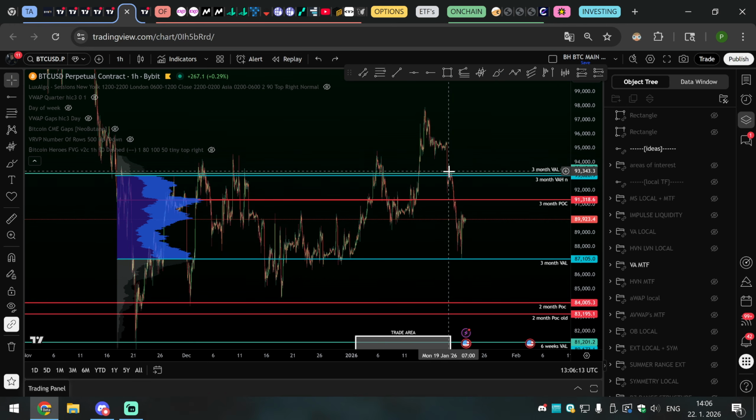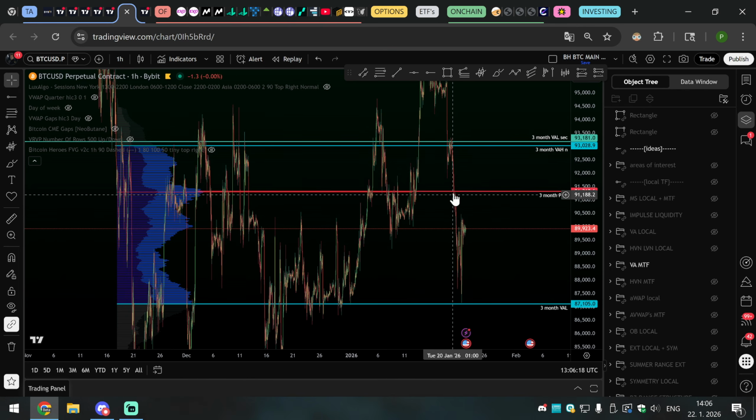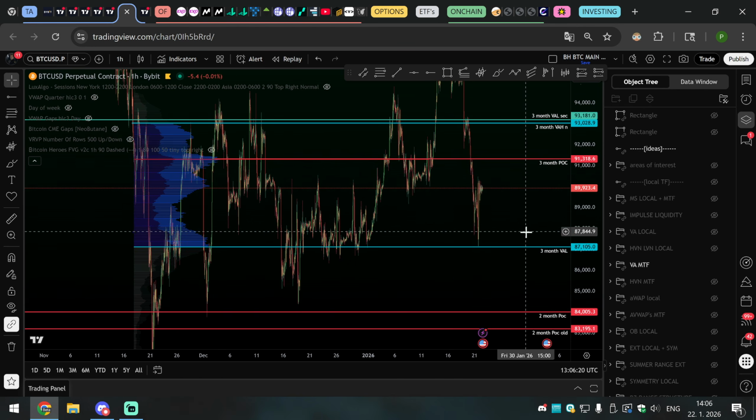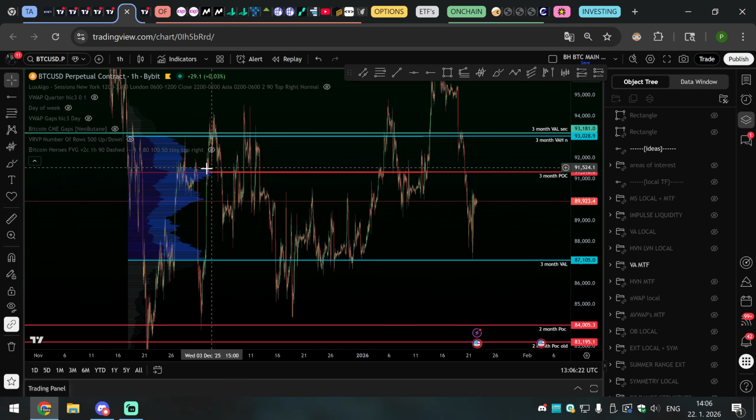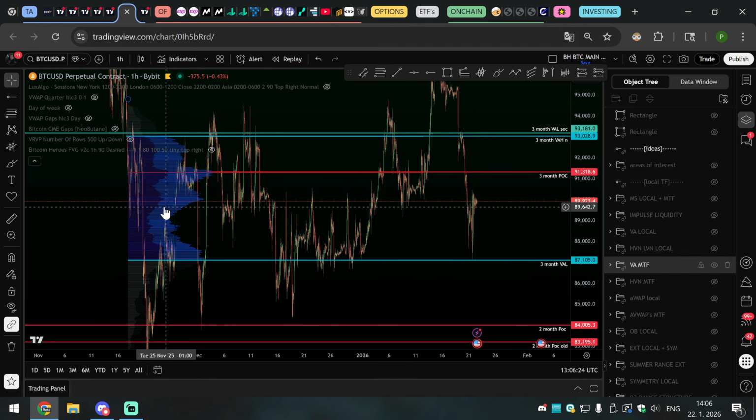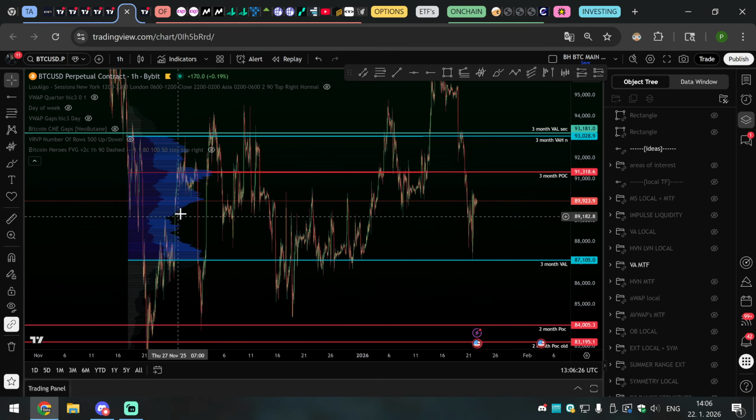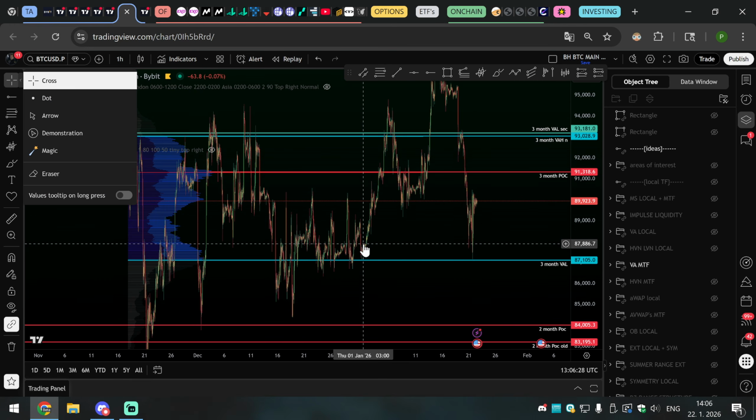Bulls failed to do that. They actually rejected the 3 month VAH. You also went below the 3 month point of control, and that was also rejected. So of course your next logical area after you lose this high volume node will be full rotation. You see the market is missing volume in this range. Look where it is stopping right now.